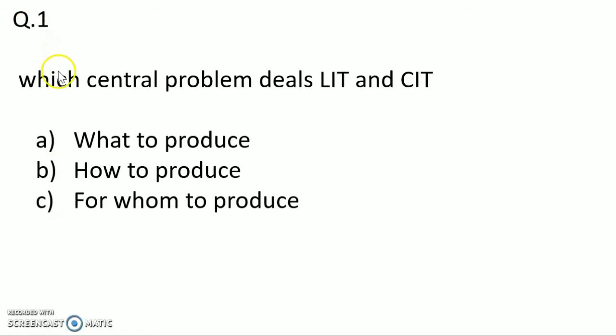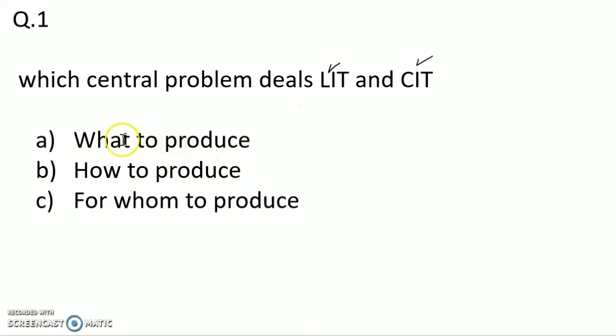Question number 1. Which central problem deals with LIT and CIT? Option A, what to produce. Option B, how to produce. Option C, for whom to produce. So the central problem deals with LIT and CIT. First of all, what is LIT and CIT? LIT is labor intensive technique and CIT is capital intensive technique.